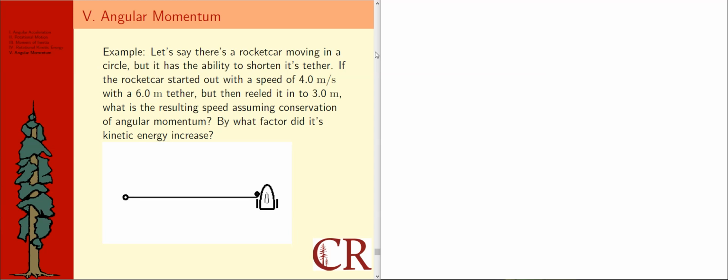Let's say there's a rocket car moving in a circle, but it has the ability to shorten its tether. Shown in the picture here, we have a rocket car and there's a little device attached to it that's going to be able to reel in some of this tether.